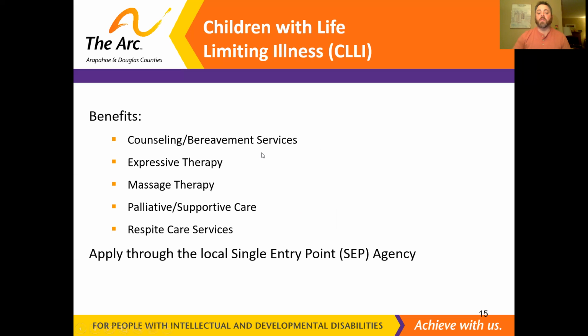The last component, so if you see what benefits they get, most of them are built around taking care of the family and taking care of them a little bit while they're here. So counseling and bereavement services, mostly for the family. Some expressive therapies, some massage therapy for your loved one, because again, if they're having major medical issues in this life-limiting illness waiver, they need some care to be comfortable. Then there's some palliative and supportive care for the family, and then respite care. So allowing you to get a break from being the primary caregiver, the primary parent all the time, and having someone else be there to make sure that they're safe.